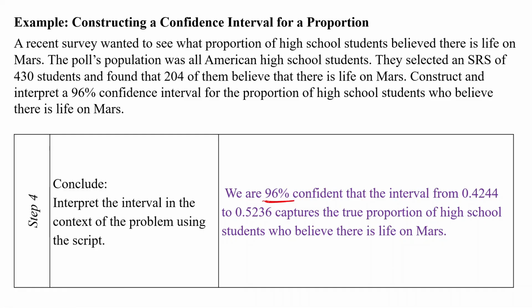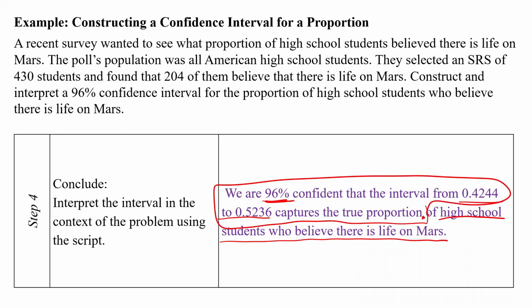So we say we are C% confident that the interval from this to this captures the true proportion of, and then we want to put the context to it. If you don't have context to it, you will not get full credit. If you just end it here, even if you use those numbers, you will not get full credit for this interpretation. A whole thing of statistics is putting context to the data. So you have to make sure you put that context to the data.